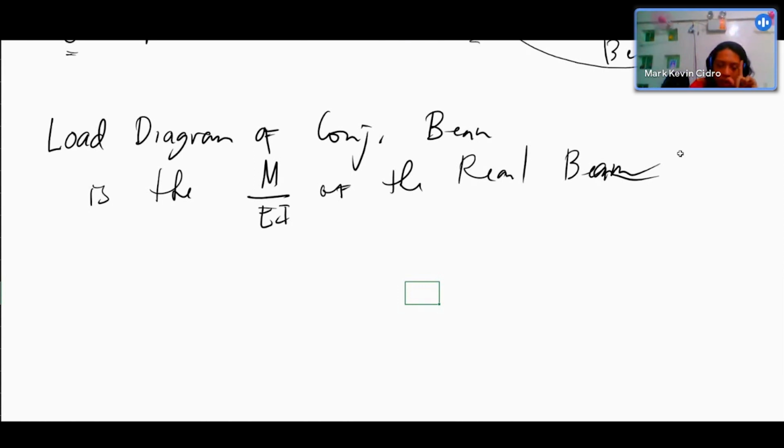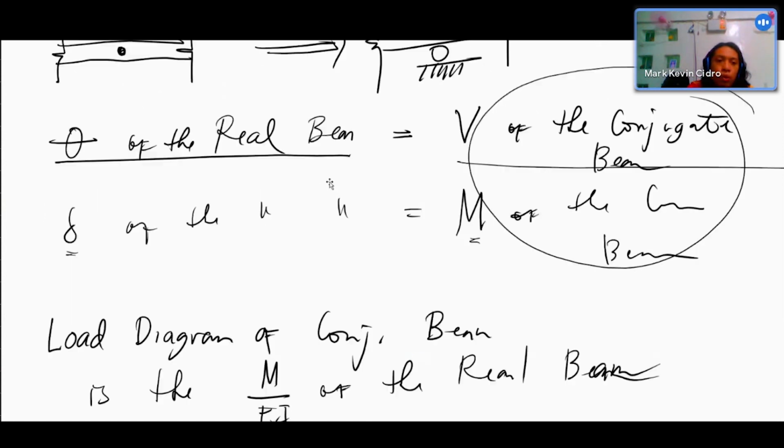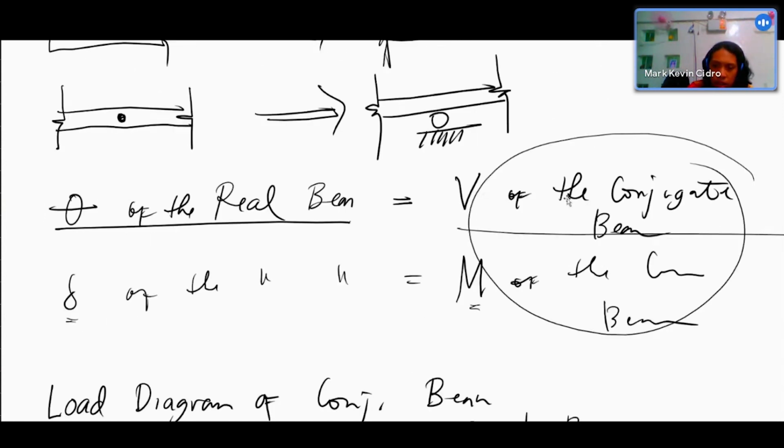So, the process: first, you draw the moment diagram of the real beam. Then the moment diagram of the real beam becomes the load diagram of the conjugate beam. If you solve for the shear in the conjugate beam, the result is theta. If you solve for the moment in the conjugate beam, that is the deflection.